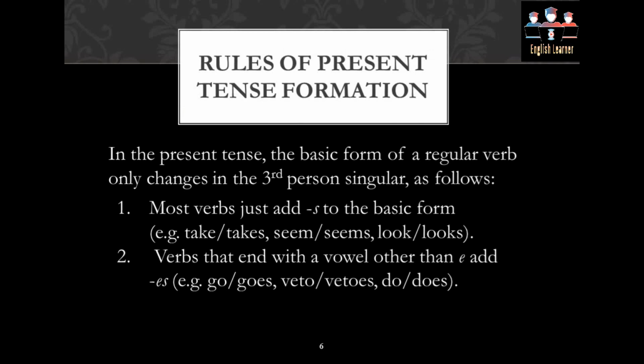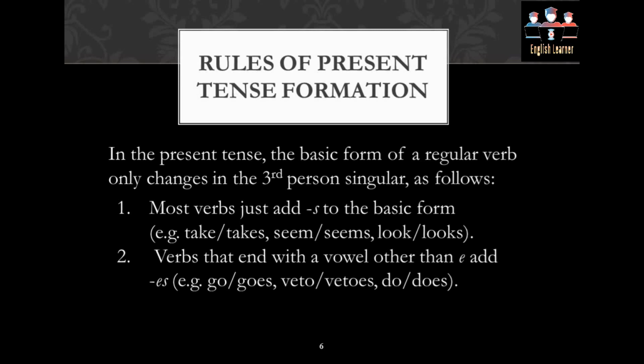Now we are going to see the rules of making the present tense formation with regular verb. So students, let's have a look on the rules of present tense formation from a regular verb. It will include what they exactly are, how they are formed, and what is the difference between the rules formation. Let's have a look. In the present tense, the basic form of a regular verb only changes in the third person singular as follows. Number 1, most verbs just add s to the basic form.